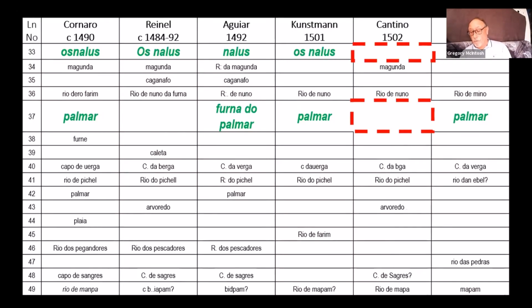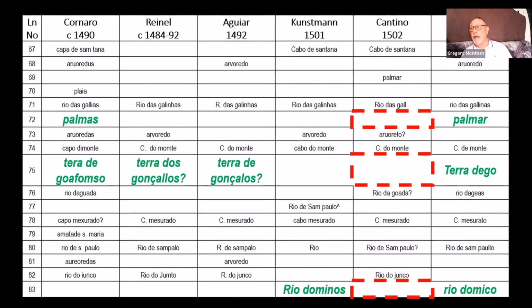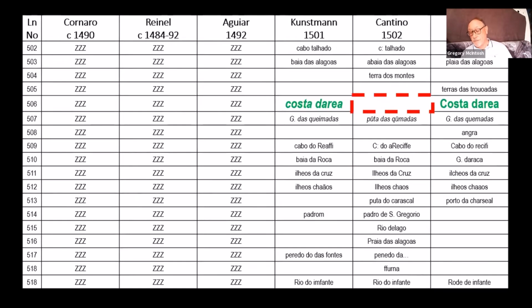Here are a couple more place names on the Carvalho planisphere matching those on the other charts, but not on the Cantino. And some more. Again, I will not dwell on each. And more. This continues for the total of 518 lines of text of these African names.